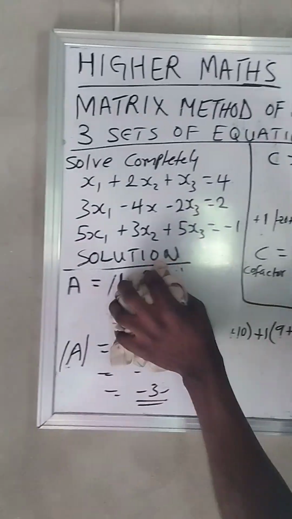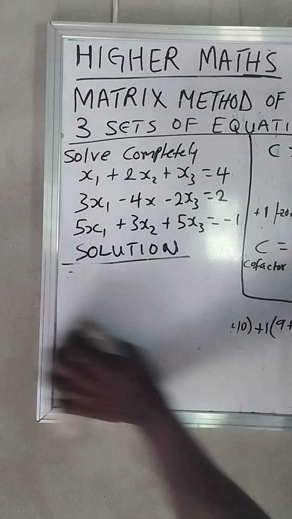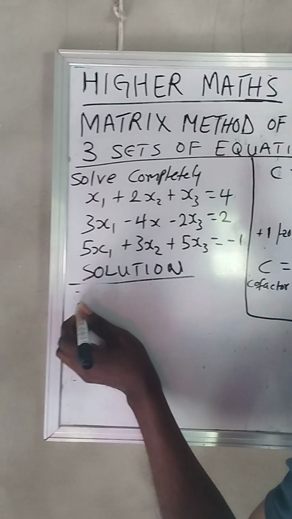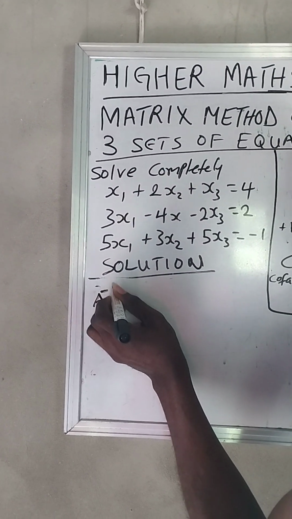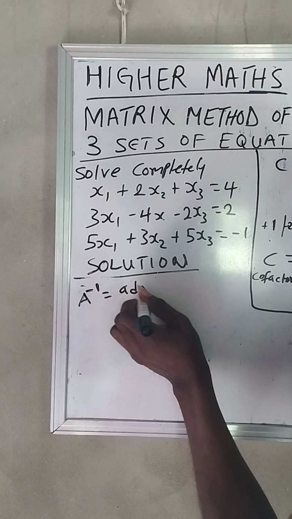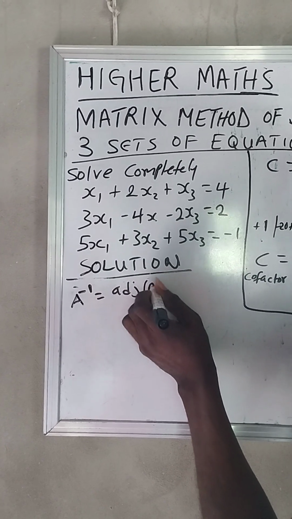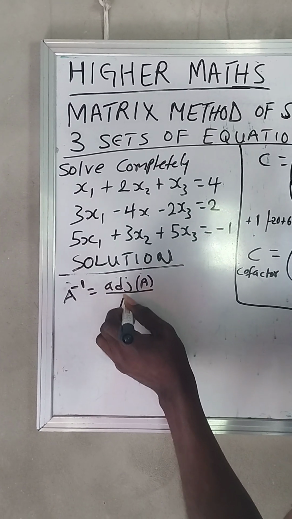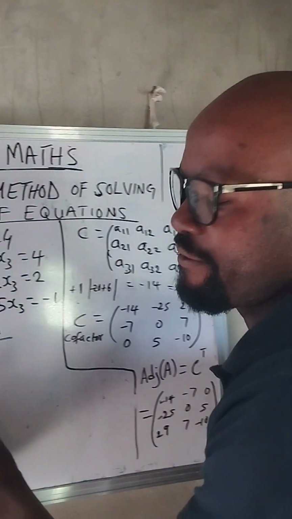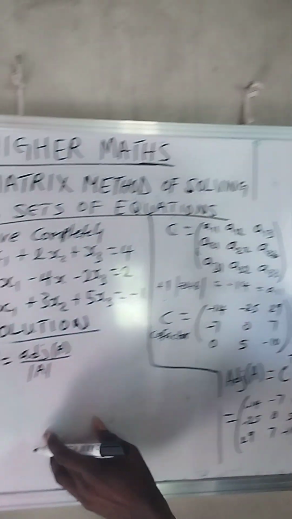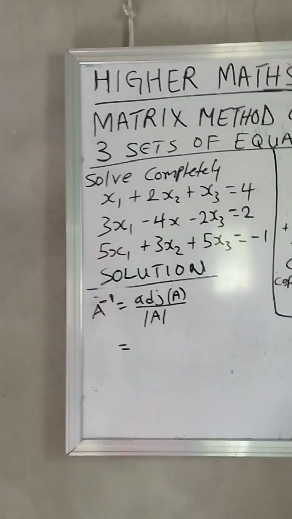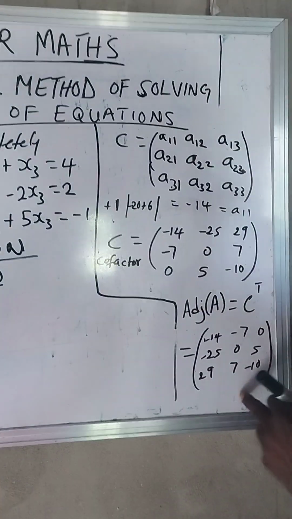So I will clean this side so we can continue. The inverse of matrix A, given by this formula, is the adjunct of matrix A all over the determinant of matrix A. This is the standard formula for finding the inverse of a 3 by 3 matrix. So, which is equal to, what is the adjunct? The adjunct of A is this, and the determinant.